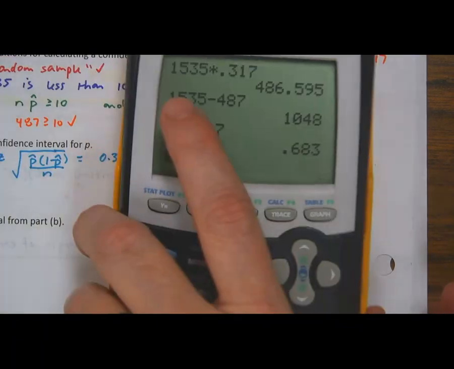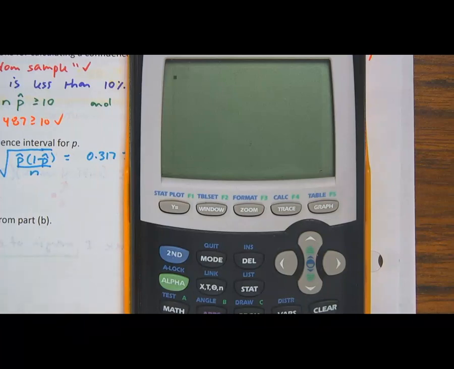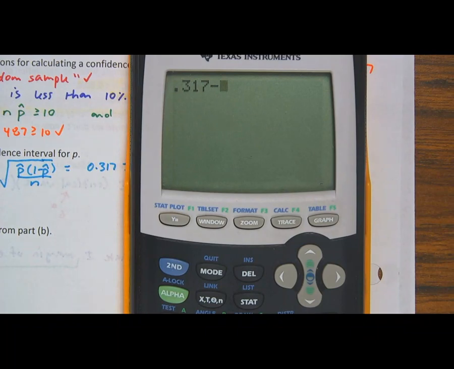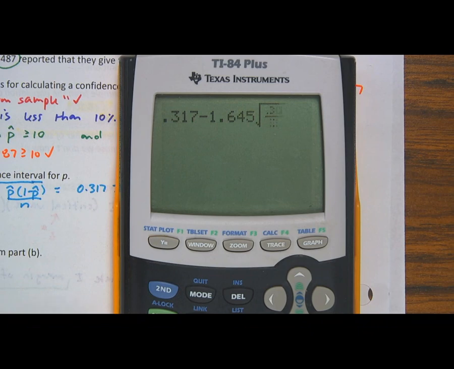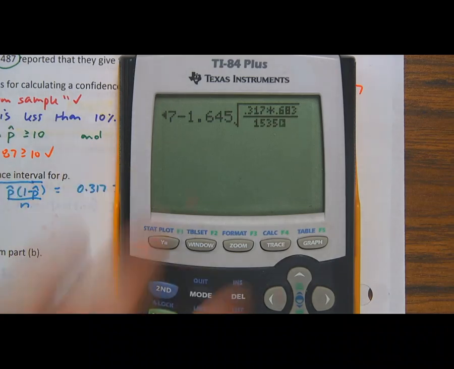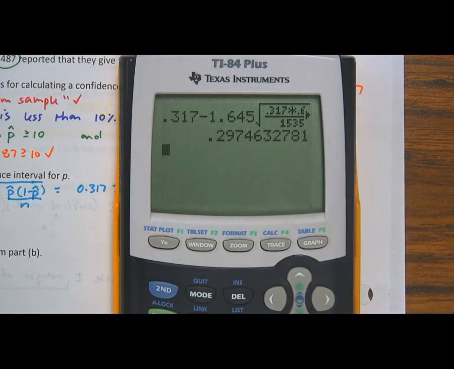So in the calculator, this is going to be a nice little shortcut for you. Let's put 0.317. Let's do the subtraction first so that we get our smaller value first. And then 1.645 times the square root of, alpha y equals, enter, will allow me to get that fraction, 0.317 times 0.683 on the top over the sample size. So it looks just like I have it on the paper. Okay, I'm going to go ahead and hit enter. And here is the lower value of my confidence interval, 0.297.